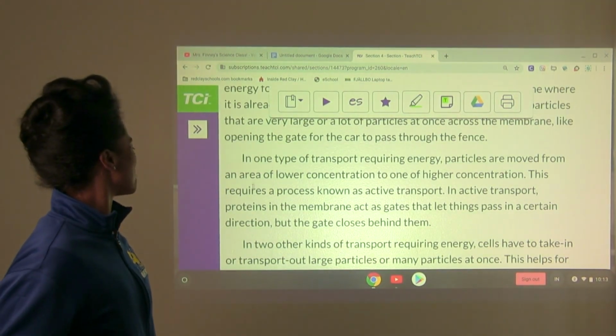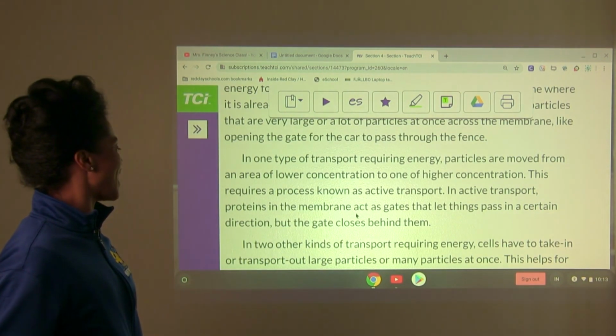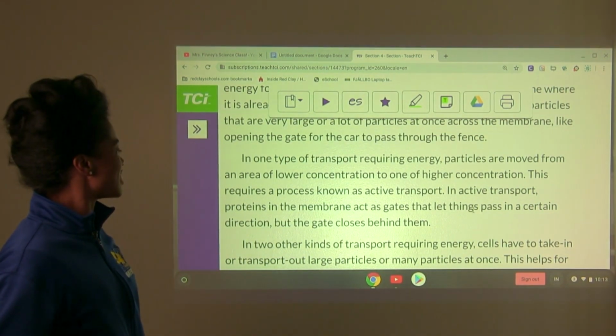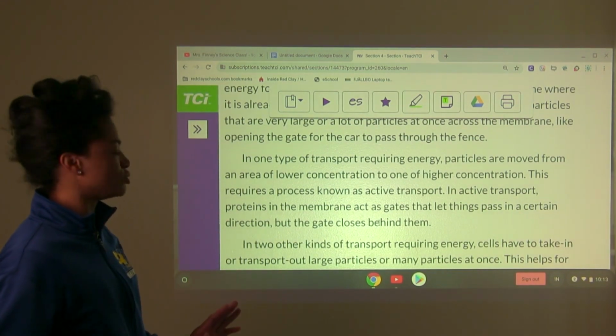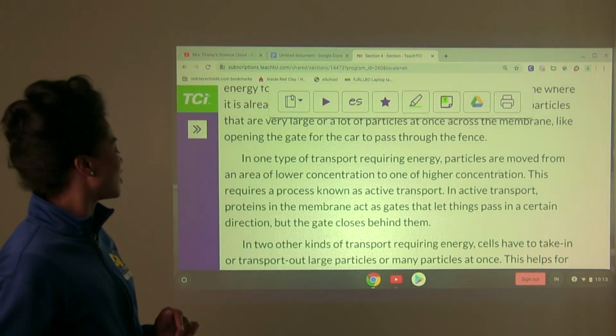In active transport, proteins in the membrane act as gates that let things pass in a certain direction, but the gate closes behind them. All right, let's picture that.